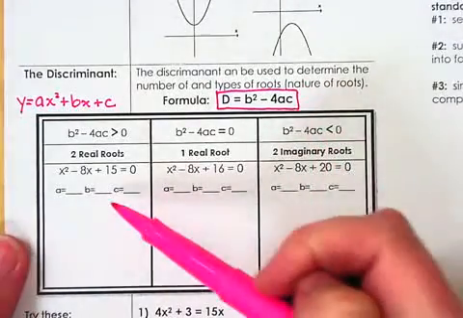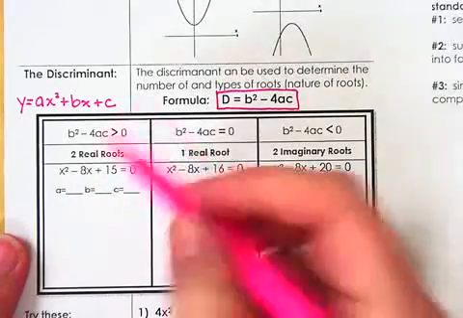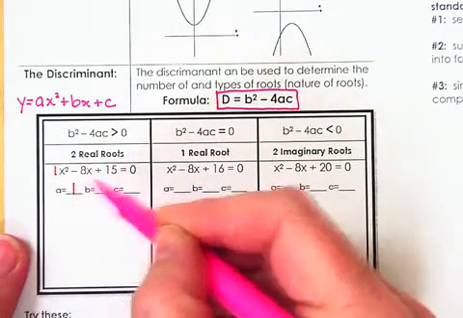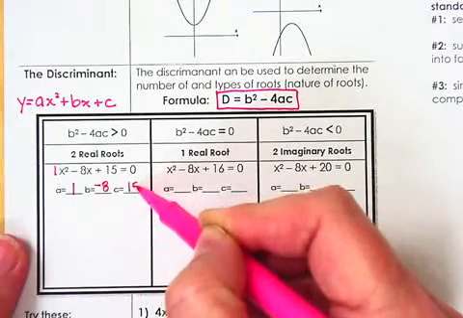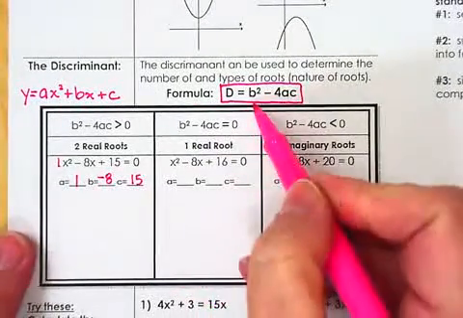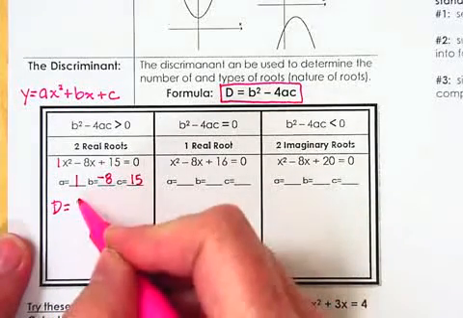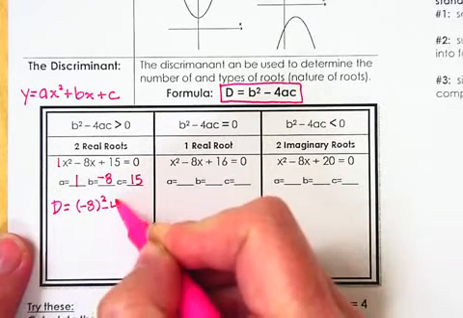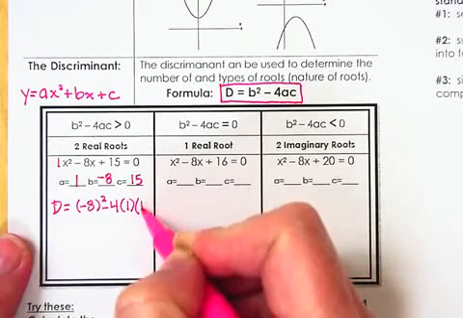The first thing I want to do is identify the a, the b, and the c for each equation. For this first one, a is 1. There's no number out there, so it's actually a 1. b is negative 8, and c is positive 15. Now we're going to plug those numbers into the formula. d equals b squared, so it's negative 8 squared, minus 4 times a, which is 1, times c, which is 15.